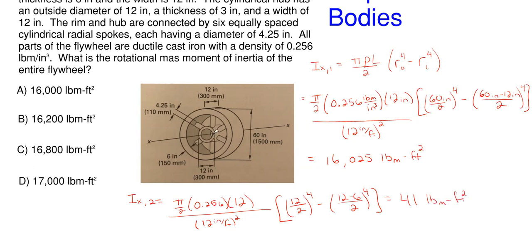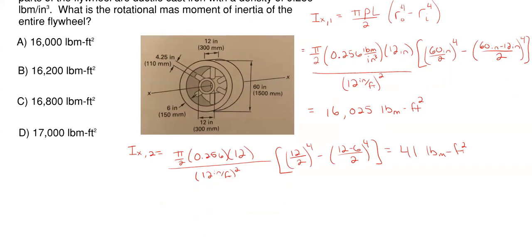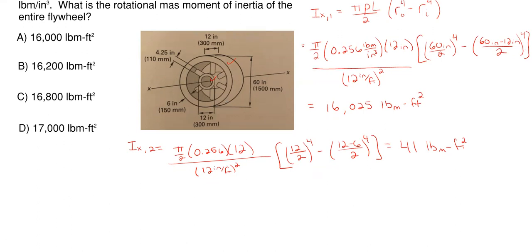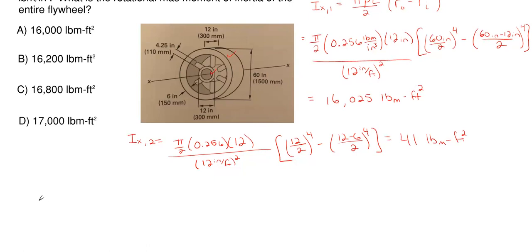Which makes sense because it is so much smaller than the actual rim, so it should be a lot less rotational mass moment of inertia. All right, so now we have the rim, we have the hub. Now we got to do a spoke here. So we're going to find a few things about the spoke here before we can actually jump into our mass or rotational mass moment of inertia values.